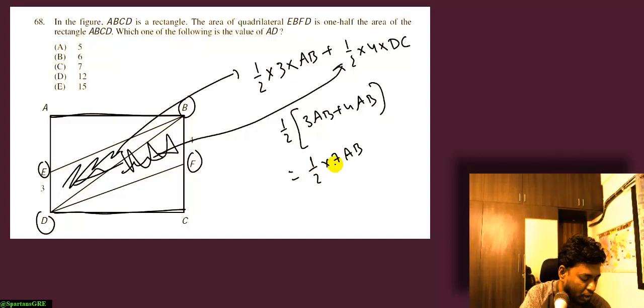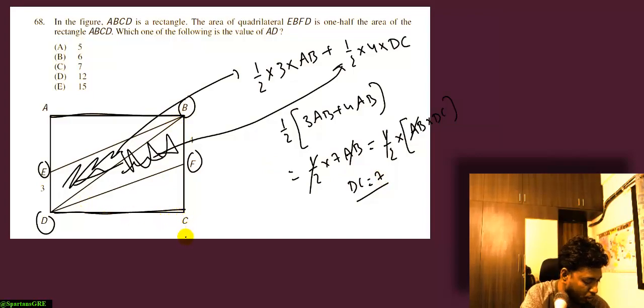That's it. Now this area is equal to half of the area of the rectangle. What is the area of the rectangle? It is half of the area of the rectangle, length into breadth. So AB into DC. Half and half will get cancelled. AB gets cancelled. So you get DC is equal to 7. Sorry, this is not DC. Length is AB and BC. This is BC, not DC. So you are getting BC as 7. If you are getting BC as 7, your AD is also 7. So your answer for this question is 7.